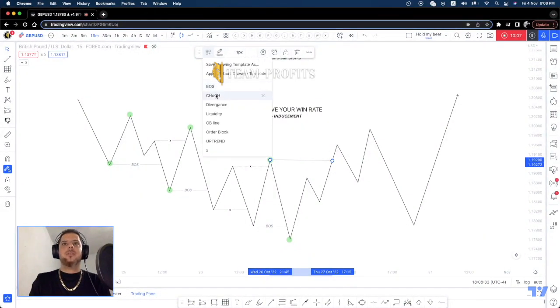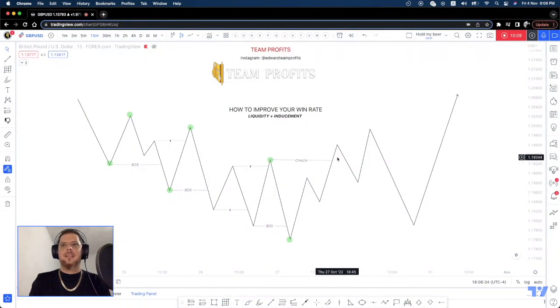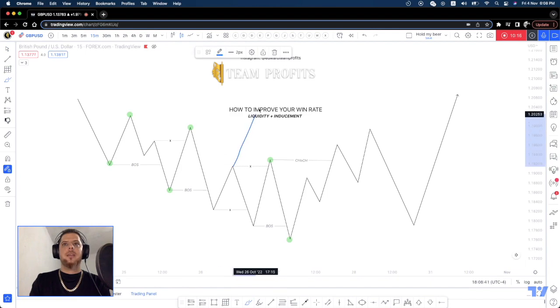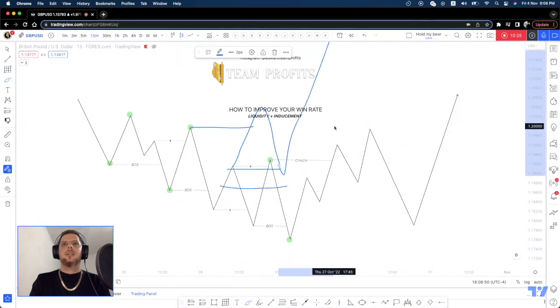That's my change of character. Okay, that is the actual change of character. If one of these lines would have actually broken, let's say this push would have broken this high right there, that's a change of character. That would have been my change of character. Maybe the price will pull back to an order block right here, then do this, right?